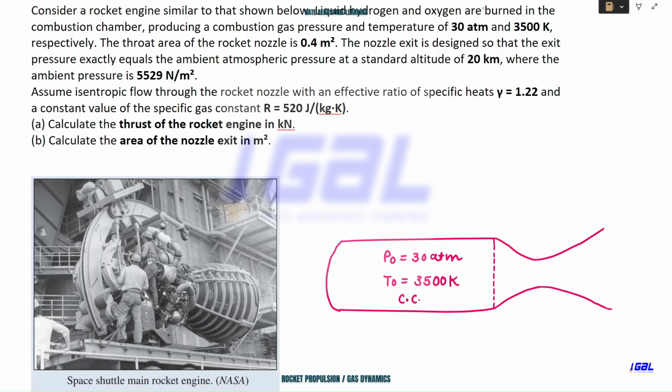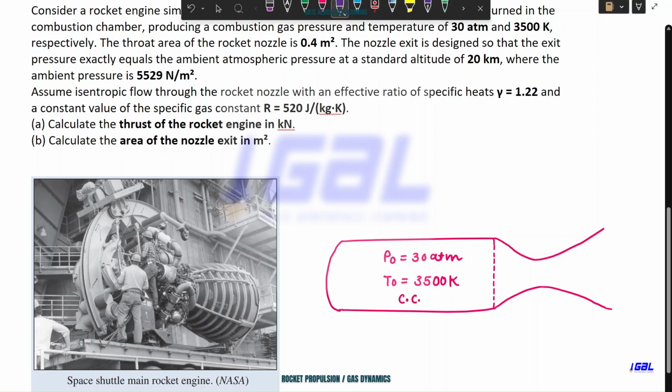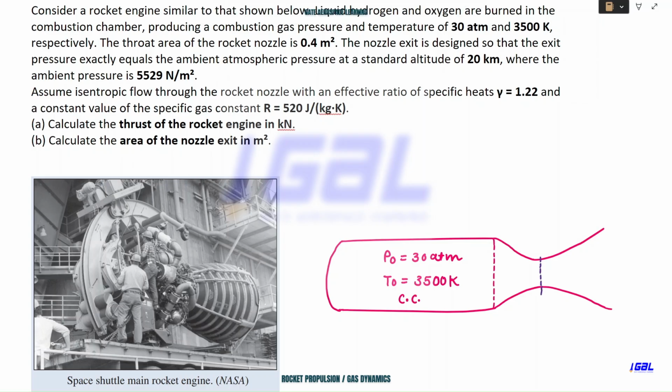So this is your combustion chamber. Then the throat area they have already provided. The throat area is your A star, which is 0.4 meter square. This is what they have provided.